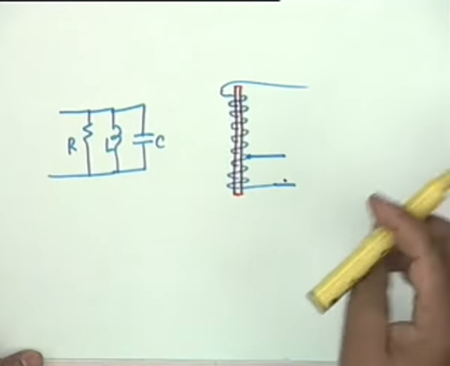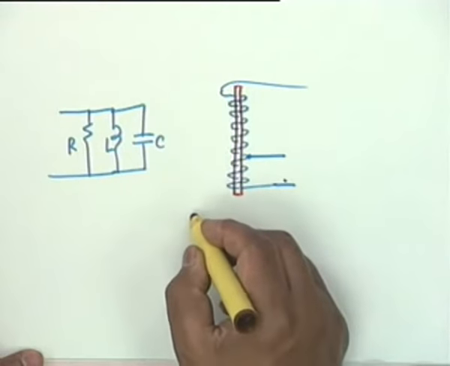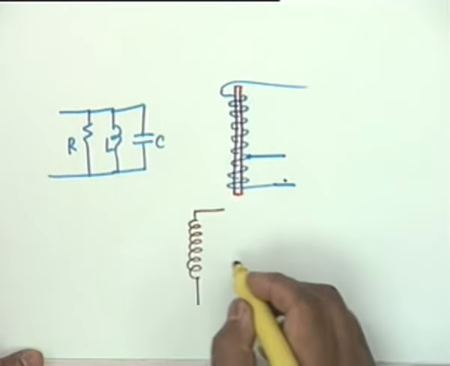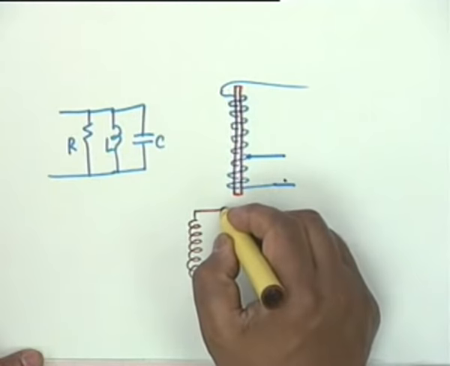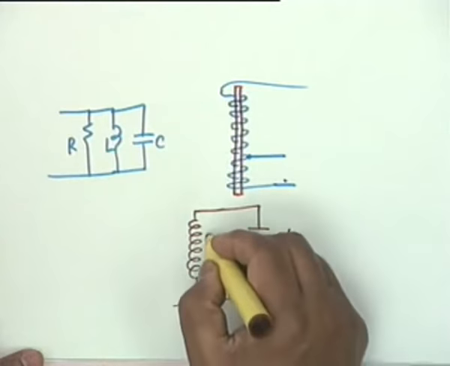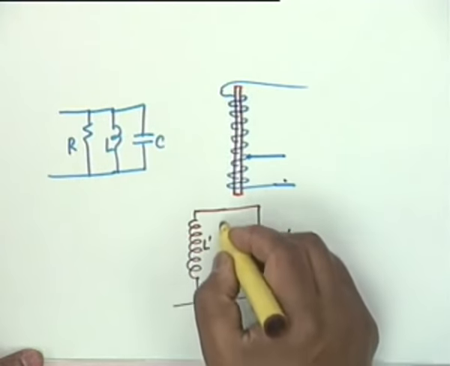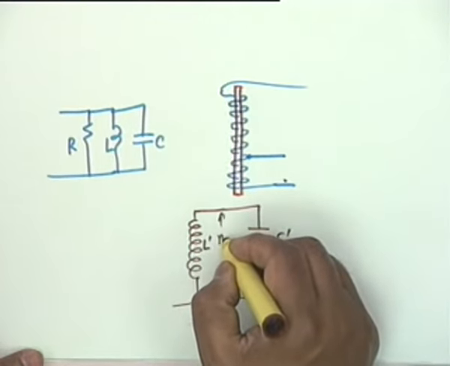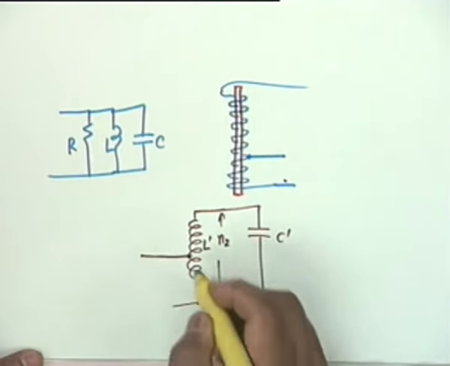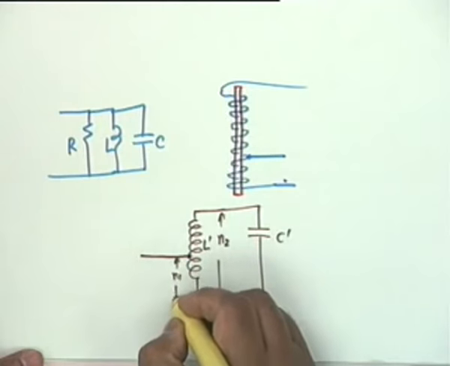What one does is the following. One takes an inductance and suppose I terminate in a capacitance C prime and L prime. Suppose the number of turns in this is N2 and then I take a tap. Suppose the number of turns is N1.